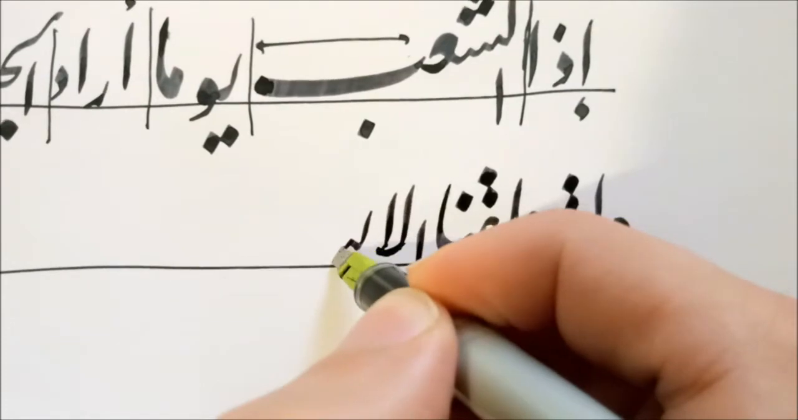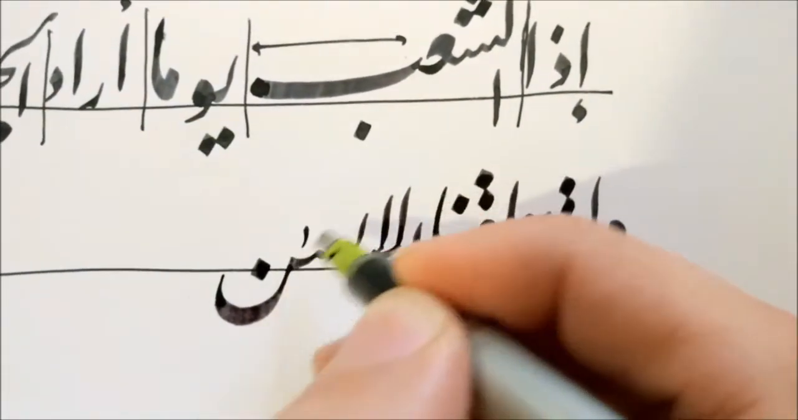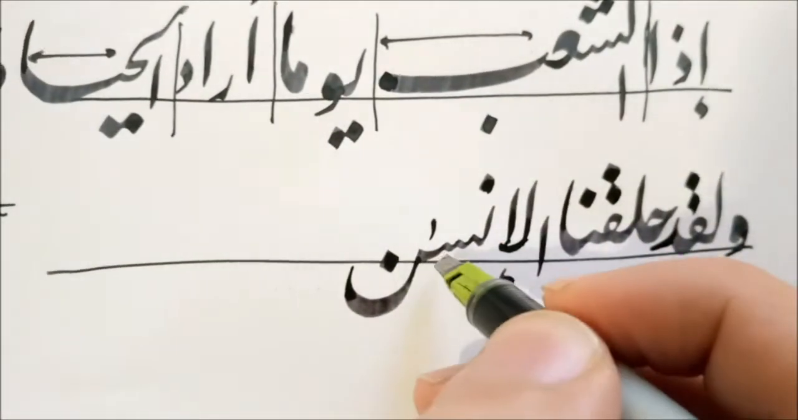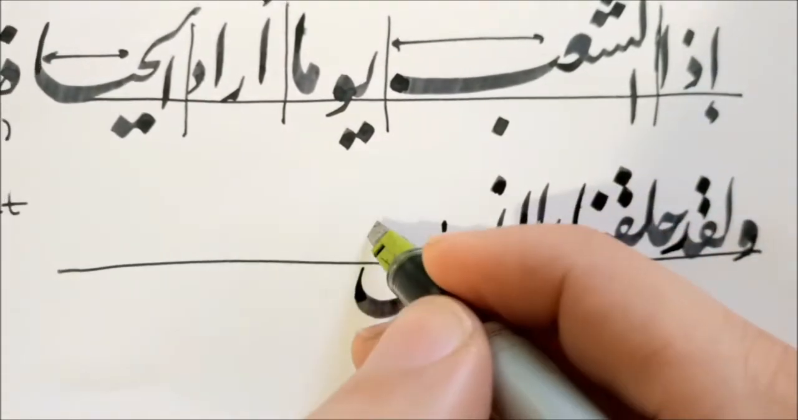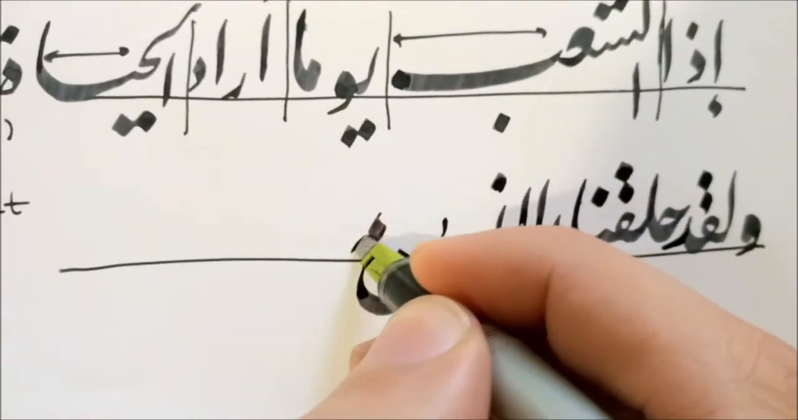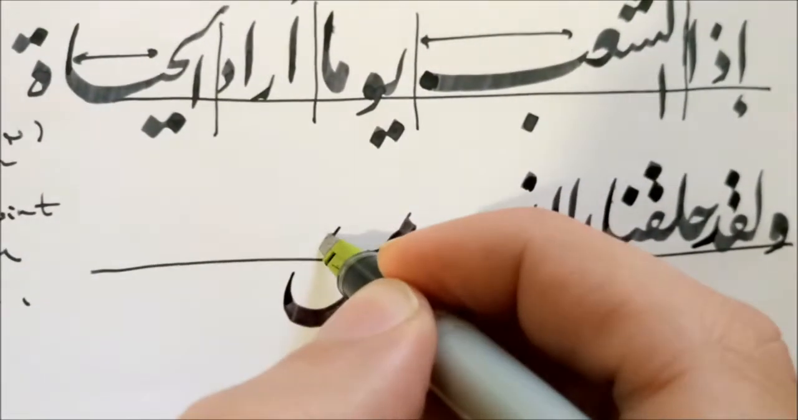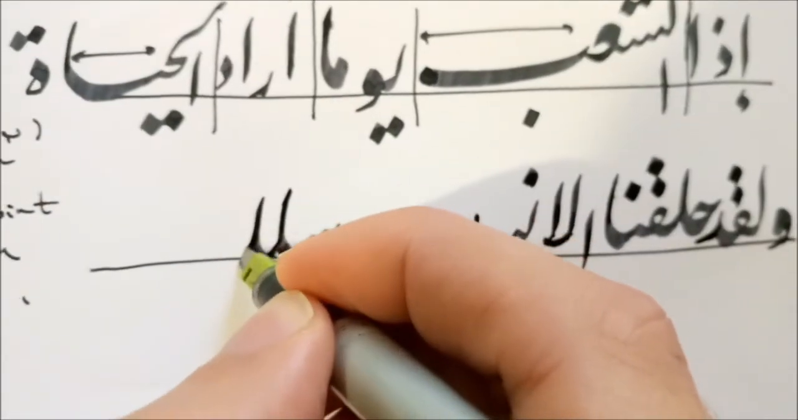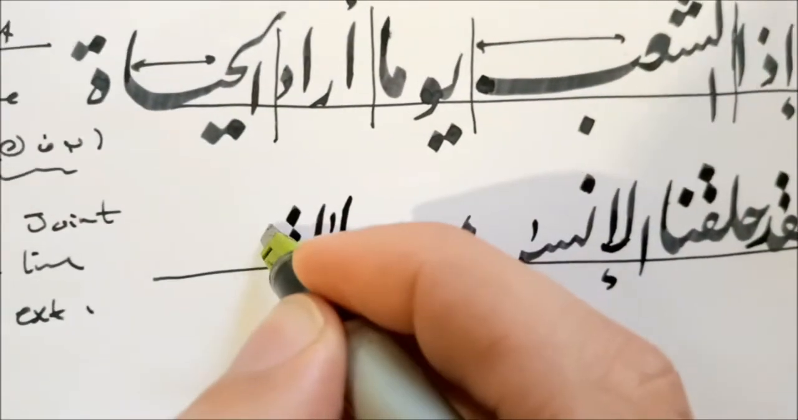Noon, Seen. I'm going to use the Quranic way of writing things because it's a verse. So here instead of an alif we add just this because it's the Quranic way of writing. Min Sulalatin. Again Sulala, we've got an alif here. Min Teen.